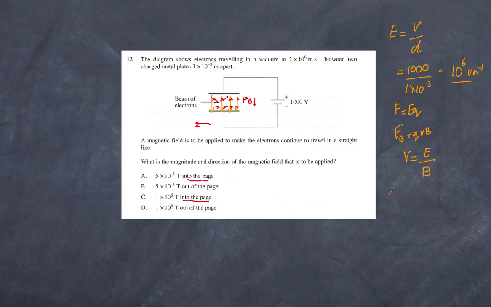Now we are given the velocity. The velocity is 2 × 10^6. The electric field we've just worked out, that's also equal to 10^6. And of course, we have to work out B. If I rearrange that, B is equal to 10^6 over 2 × 10^6. I get a value of a half, and a half is equal to 5 × 10^-1 Tesla. That only gives me the answer of A.